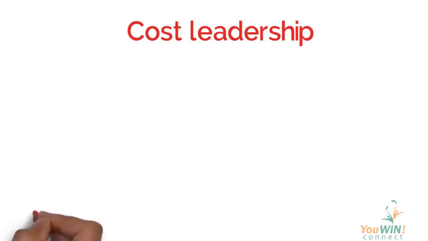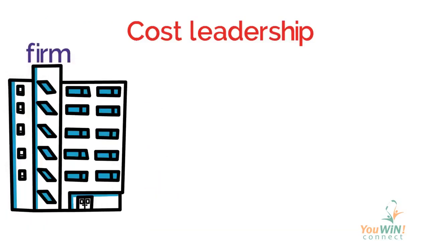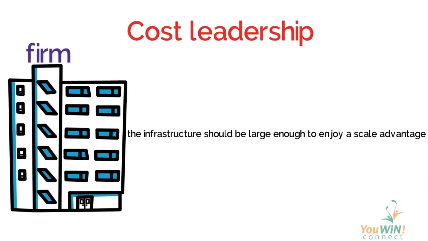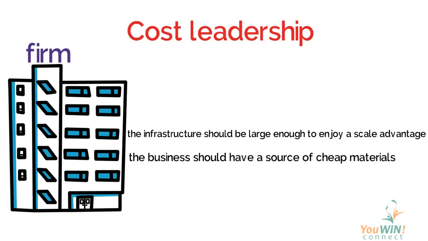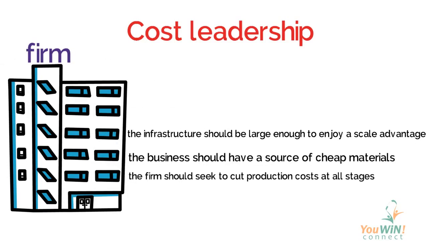To implement the cost leadership strategy, a firm should have several advantages already in place. For example, the infrastructure should be large enough to enjoy a scale advantage. The firm should have a source or availability or access to cheap materials. And the firm should seek to cut production cost at all stages.